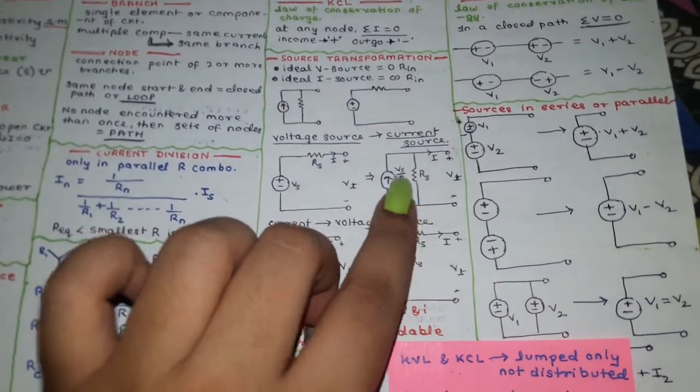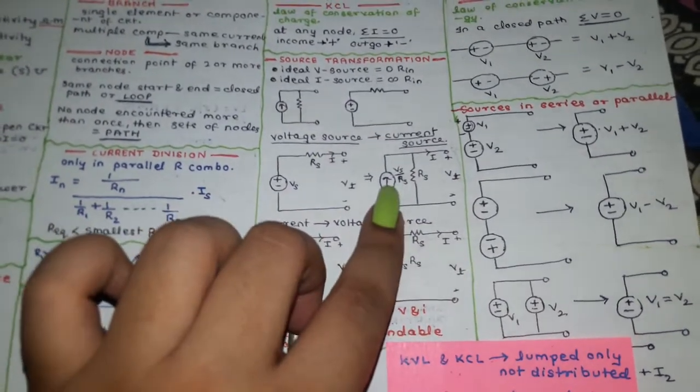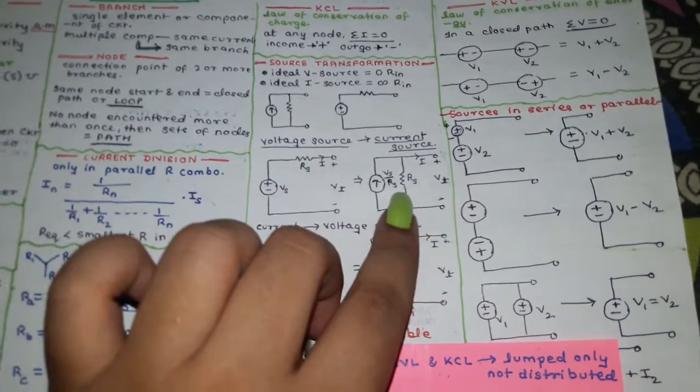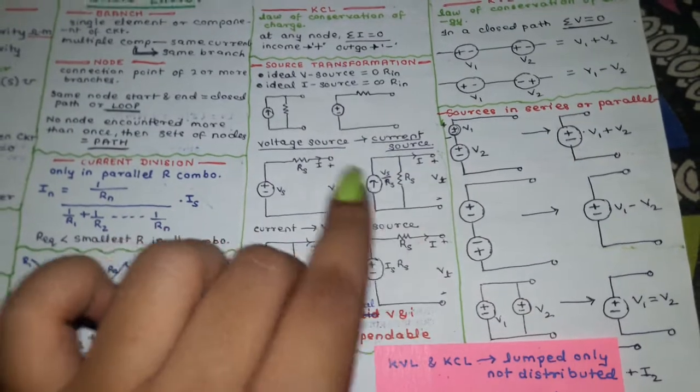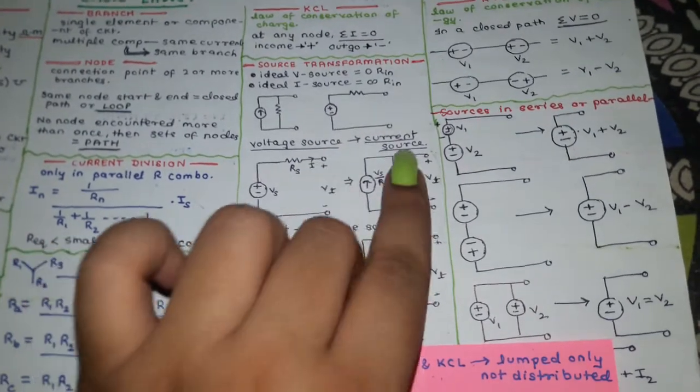The value of the current source would be V upon R as per Ohm's law. The value of resistance, however, would not change, but the position will. Here it is in series and here it will be in parallel. The value of current, however, will not change.